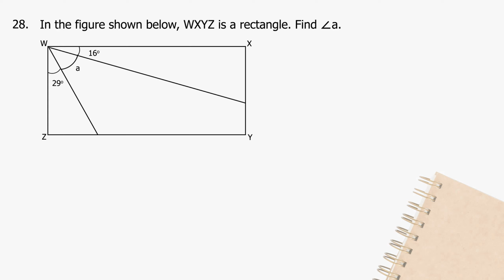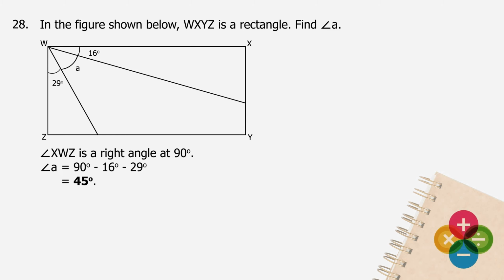Question 28. In the figure shown below, WXYZ is a rectangle. Find angle A. Angle XWZ is a right angle at 90 degrees. Angle A will be, subtract 90 from 16, and then from 29, and the difference is 45. Angle A is 45 degrees.